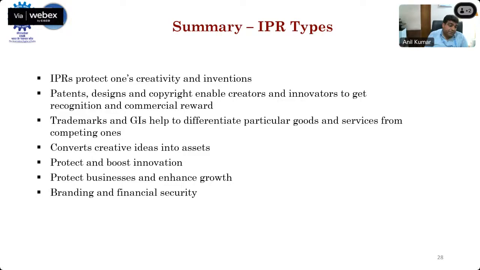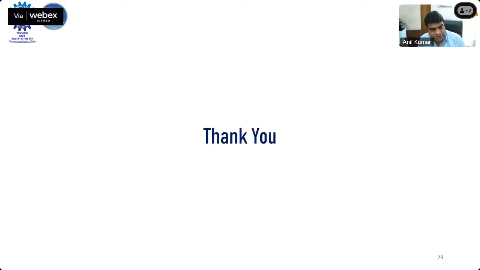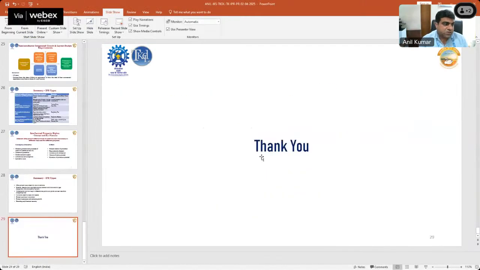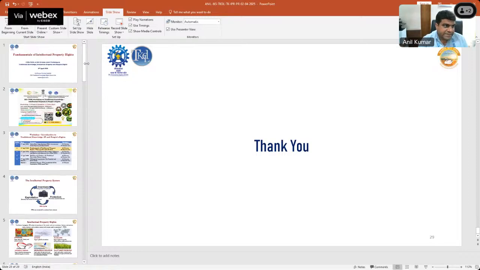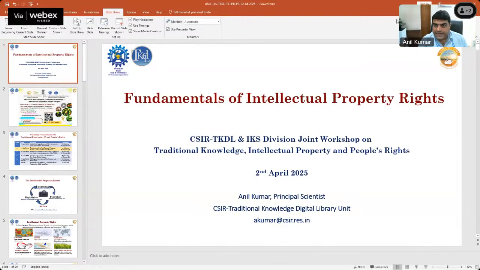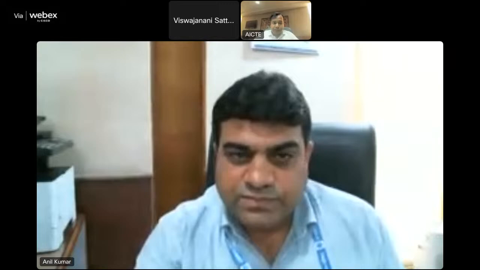These tools protect and boost innovation. They can protect businesses, and they provide an edge when you talk about the growth of businesses, and they address the branding and financial security of the products. So this was all about the IP tools. I hope that all the participants got a fair understanding of the system of intellectual property rights.